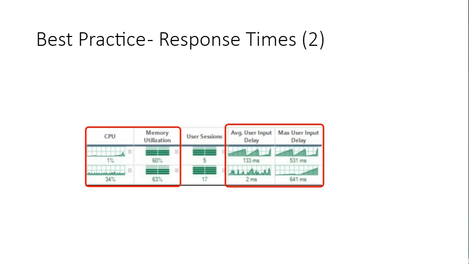And I really like this screenshot because it's showing that even though the CPU and memory utilization is low, the user is still having relatively high user input delay. And one of the great things about average user input delay is when you do make changes to a desktop, you can see how this changes the average user input delay.